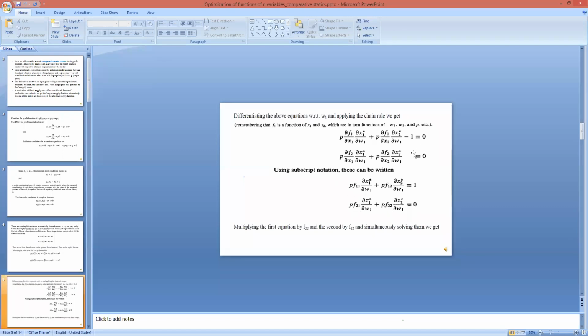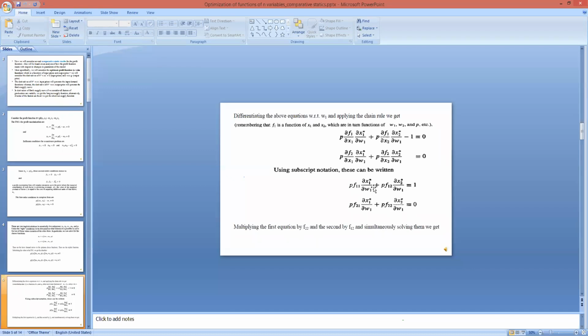So simplifying the notational matter, we can rewrite these 2 equations in this format. P f11 del x1 star by del w1 plus P f12 del x2 star by del w1 equals 1. I'm bringing 1 to the right hand side, because our objective is to find del x1 star by del w1 and del x2 star by del w1. Once we get these 2 equations, simultaneously solving them, we will be able to get del x1 star by del w1 and del x2 star by del w1.